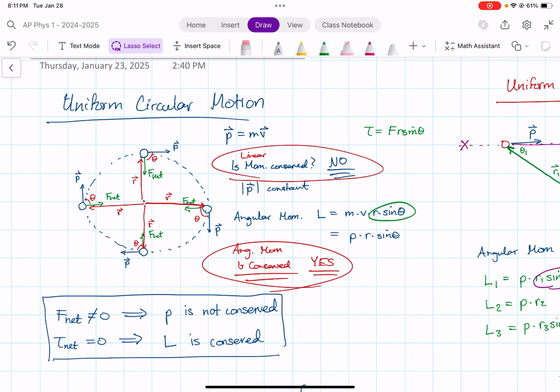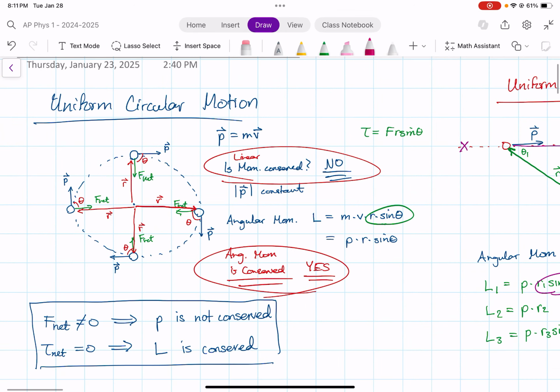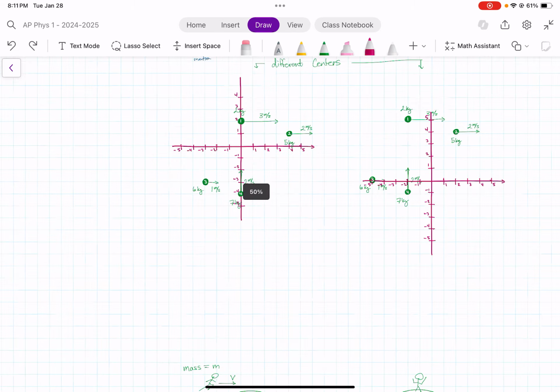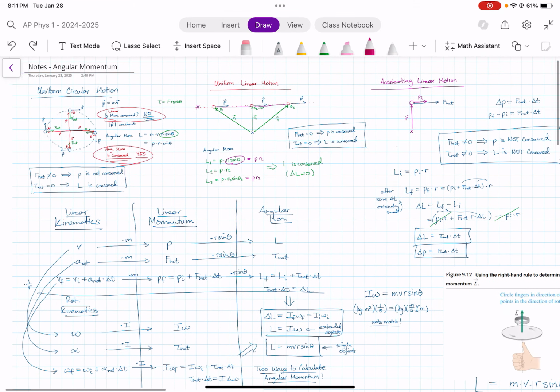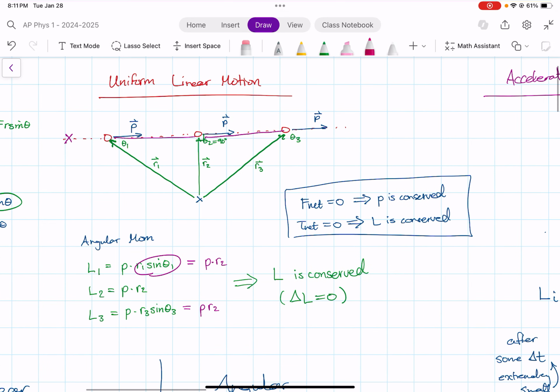We went over this example where the net force was non-zero. So the net force is not zero, which we concluded because of that, linear momentum was not conserved, but angular momentum was conserved. And we saw that a few different ways, but then we moved on to this uniform linear motion example.